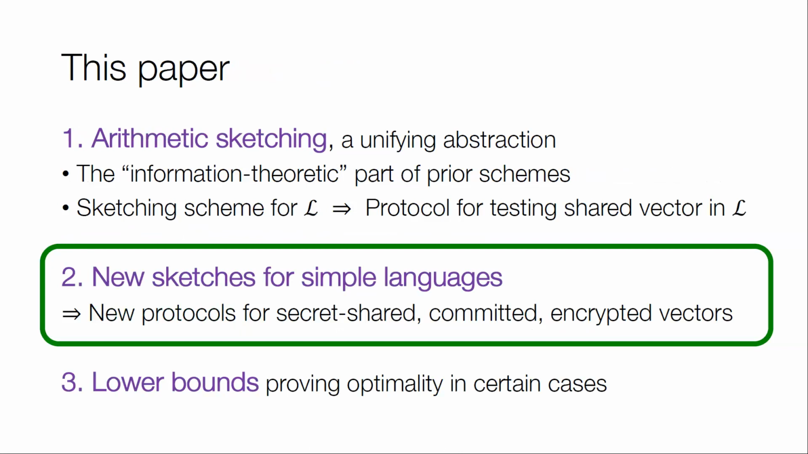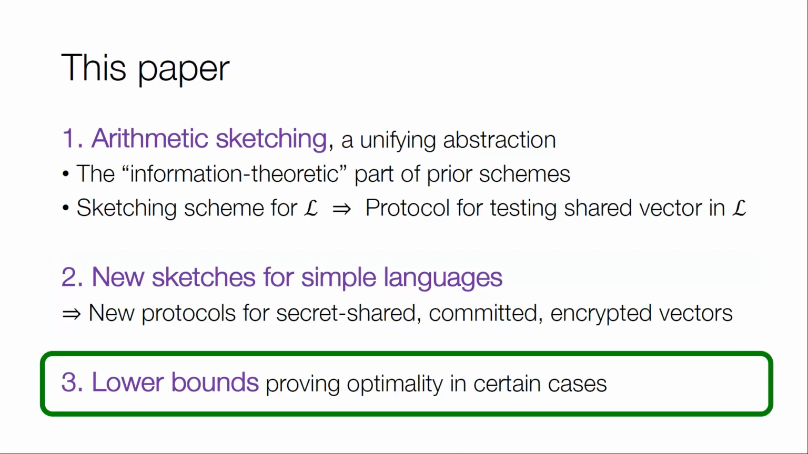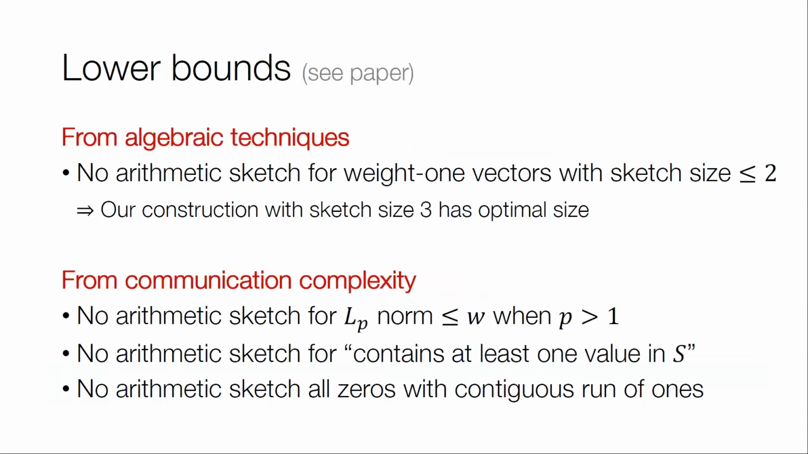Kind of the last piece of the paper is showing that these protocols, these new sketching schemes, are optimal in terms of certain parameters. So we give two types of lower bounds in the paper. The first is from algebraic techniques. We can prove things like there isn't a sketching scheme for weight 1 vectors. That's with kind of unconstrained payloads, where the sketch size is at most 2. So what that means is that we have a sketching scheme in our paper that has sketch size 3 for this language, and that's optimal in terms of the sketch size.